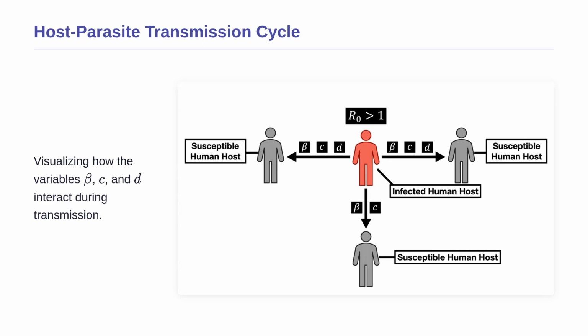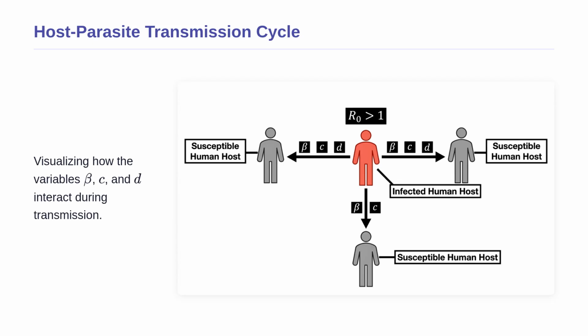To solidify our understanding, let us look at this transmission cycle diagram. In the center, we have an infected human host, highlighted in red. Notice the arrows pointing outward toward the susceptible hosts in gray. These arrows represent the pathways of infection. Along these pathways, you can see our key variables, beta, C, and D.